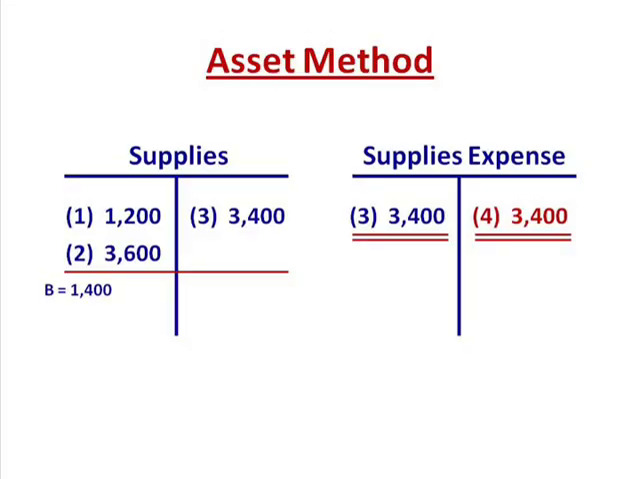$3,400 is debited, which means I need to have the same amount on the credit side. You're doing fine. So I believe we're halfway there. Go ahead and say that one more time to reinforce what you just said. I need to credit $3,400 so that I can close the account to zero. Credit supplies expense, $3,400, you just said.